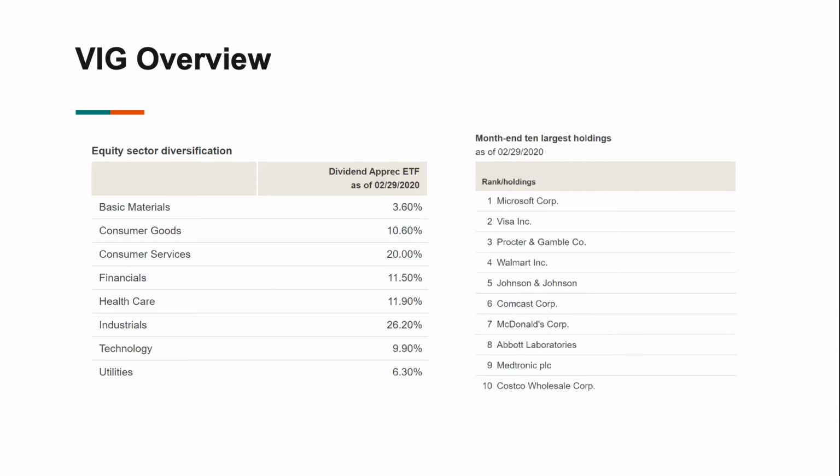If we compare this now with the VIG, we can see the biggest sectors here are industrials, consumer services, and consumer goods. So if we compare it to DGRO, for example, there's less focus on technology, and this is also what we can see in the largest holdings. Microsoft is still up there, but otherwise we can see a lot of consumer goods companies and consumer services. So this is a bigger focus of this ETF.